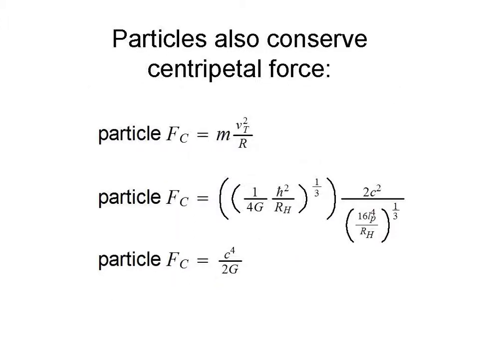And we find also that elementary particles conserve centripetal force. Using our equation for centripetal force, equal to mass times the angular acceleration, and inserting our values of the ideal mass and ideal radius, we find that the centripetal force of a particle is equal to c to the fourth over 2G. And this value is our conserved initial value. We will make the claim that the universe creates elementary particles in order to conserve both angular momentum and centripetal force.